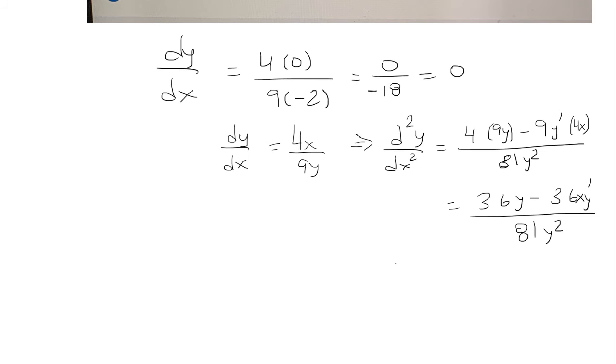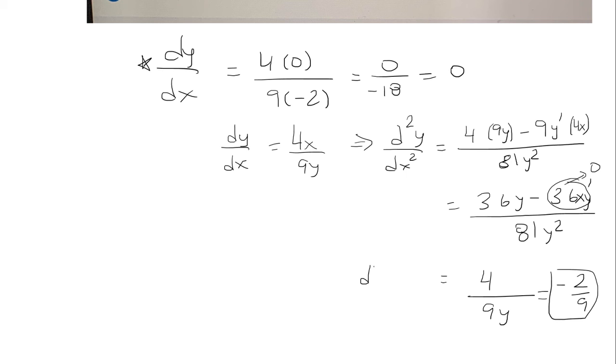So keep in mind, y prime, dy over dx, we said is 0. That's from this over here. So this whole thing would just be 0. So we'll be left with 36y over 81y squared, which I can divide top and bottom by 3. Or actually I can divide top and bottom by 9. I get 4 over 9y. Y is negative 2. So if I plug in y equals negative 2, I get 4 over negative 18, which is negative 2 over 9.